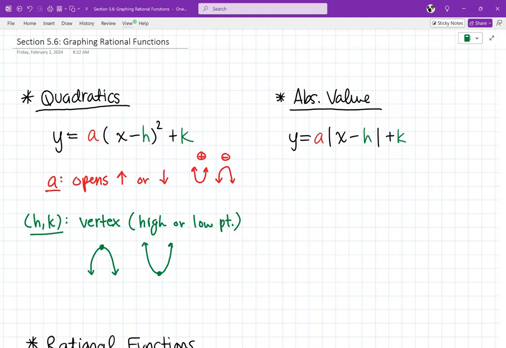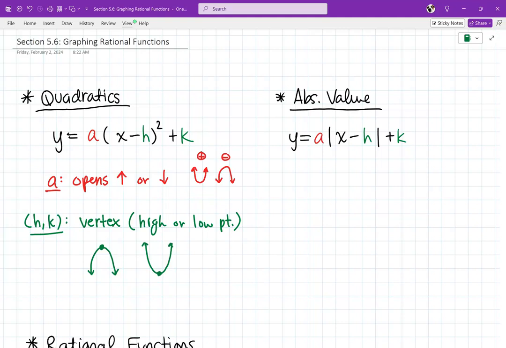Now, you do remember that H was always the opposite of what it appeared to be. So if it looked like X minus 2, then you would say, well, H is positive 2. If it looked like X plus 7, then it was a negative 7 instead. So H was always kind of telling you a lie of what it appeared to be. K was always very honest, whatever it was. If it was positive, the number was positive. If it was negative, the number would be negative.